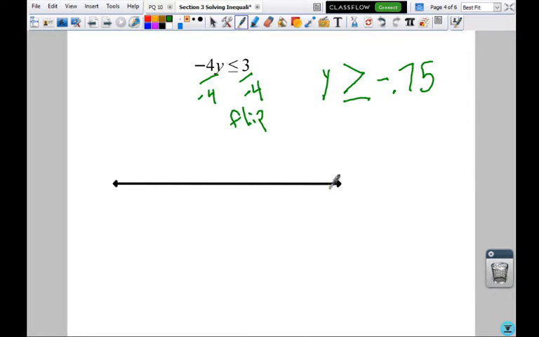So, I'm just going to make my inequality real quick. I'm going to have -0.75. And you know what? It's a decimal, so I'm just going to do like one higher and one lower. Negative, well, not 1, but like 100. -0.74. -0.76, like that. That's fine.